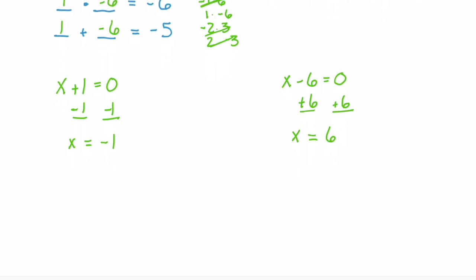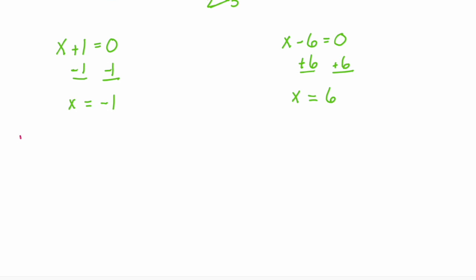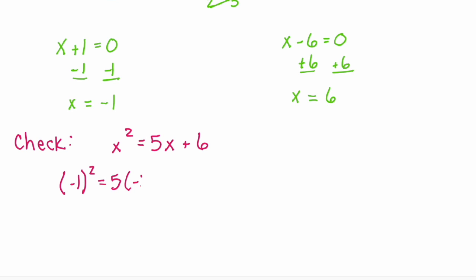And remember that the most important part is to check. And when we check, we have to use the original equation. We never want to use one that we've altered because we could have made a mistake when we altered. So we have x squared equals 5x plus 6. First we'll plug in the -1, and to check we have -1 squared equals 5 times -1 plus 6.